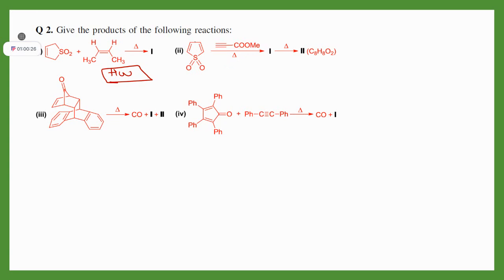Heating is given, so there is no possibility of electrocyclic or sigmatropic rearrangement. Two components are given. It means there is some possibility of a cycloaddition reaction. It is clearly visible that this is your 4 pi system and this is your 2 pi system, right? So first a 4 plus 2 cycloaddition reaction will take place.